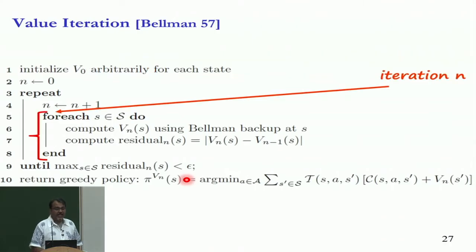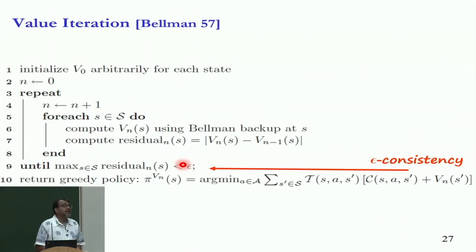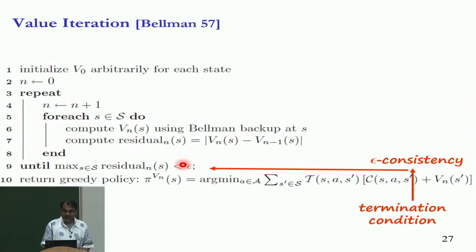And then we will have the nth iteration, and in the nth iteration we will go over each state, and in each state we will compute the new approximation Vn using the Vn minus 1 function and the Bellman backup equation. Again we will compute the residual, which tells me how much the value of this state changed, and I will stop when my max residual is less than epsilon. It is the epsilon consistent value function that this algorithm computes, and that is its termination condition.